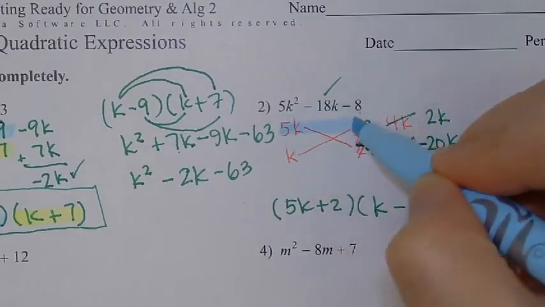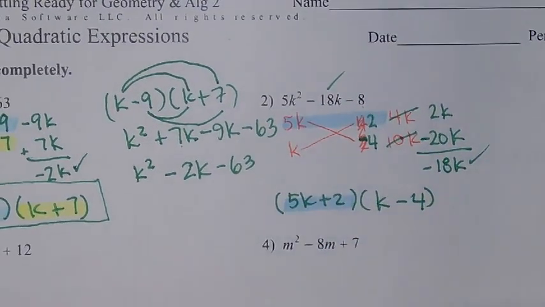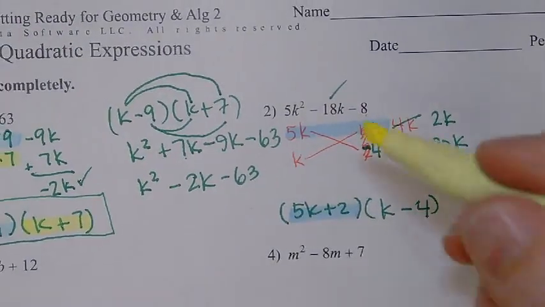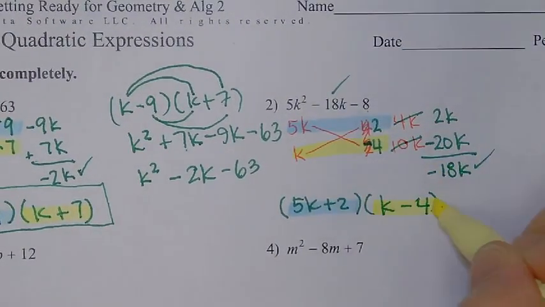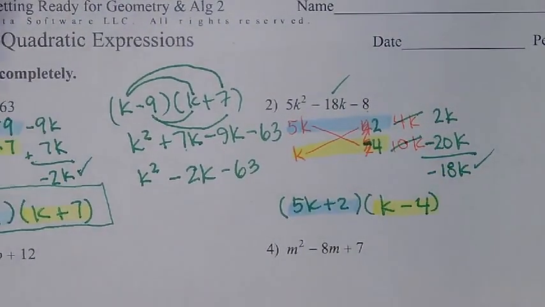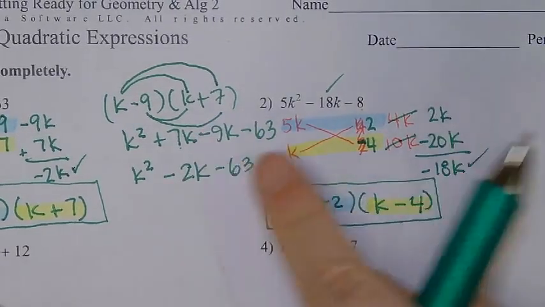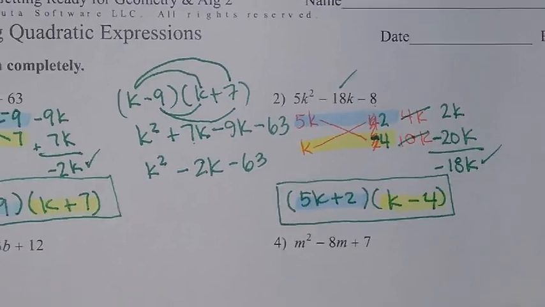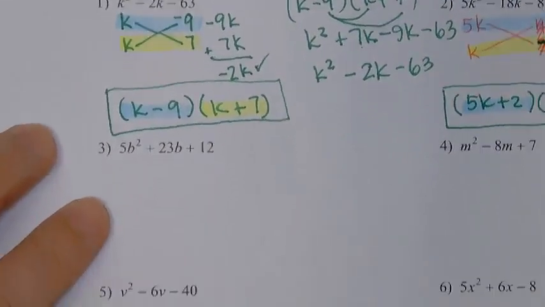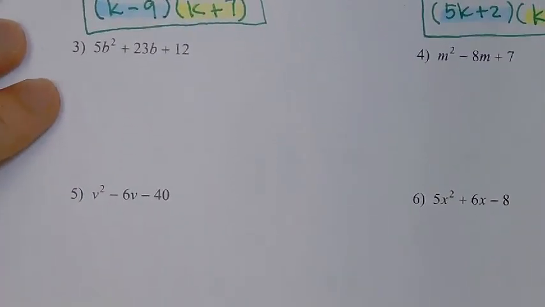Again, I'll just show you by highlighting it. That's where we're getting that one. And k minus 4 is from the bottom. You don't have to highlight them, but I find them to be useful to remember I'm going straight across. All right, we're going to move on to number 3.